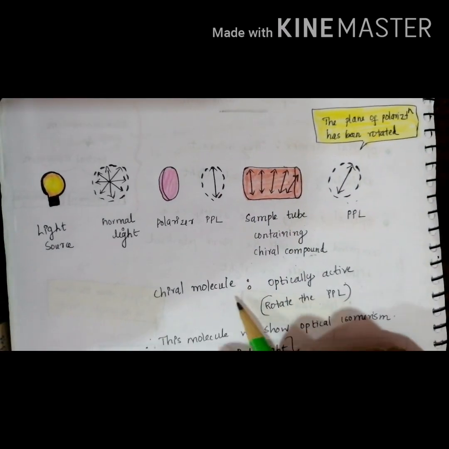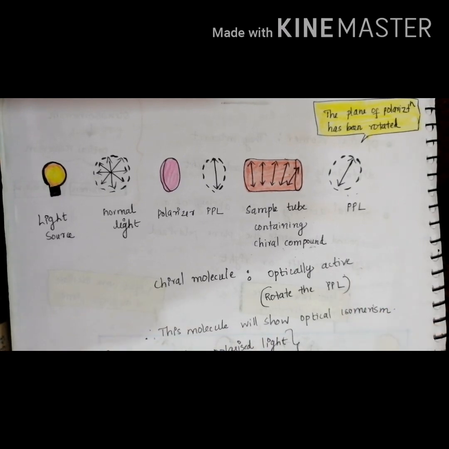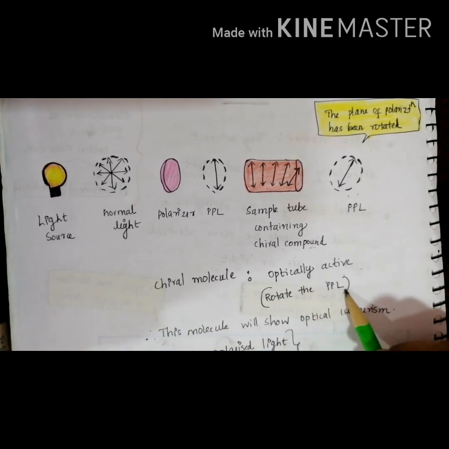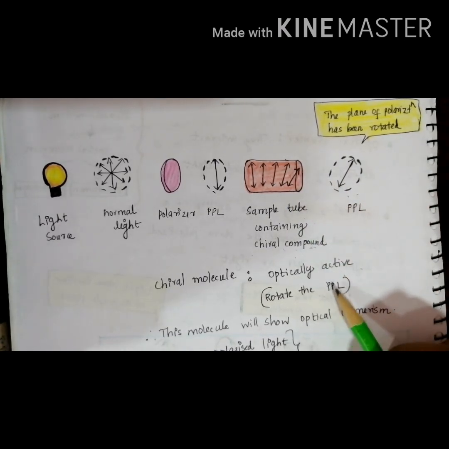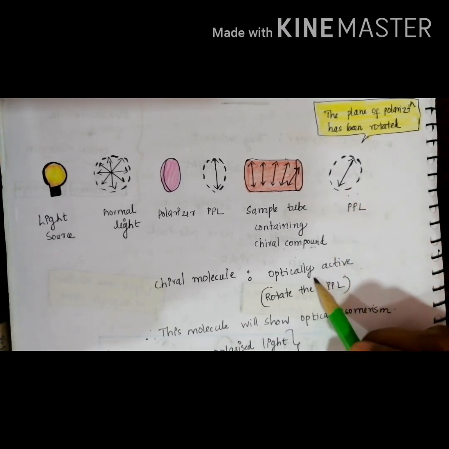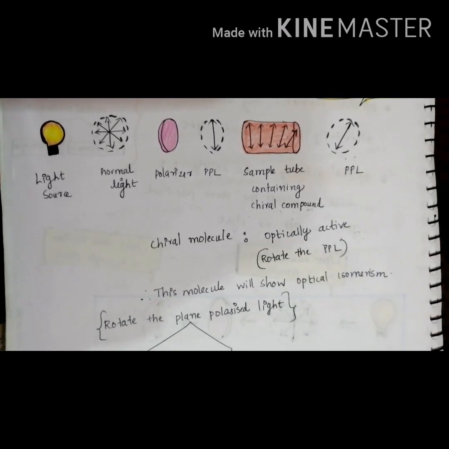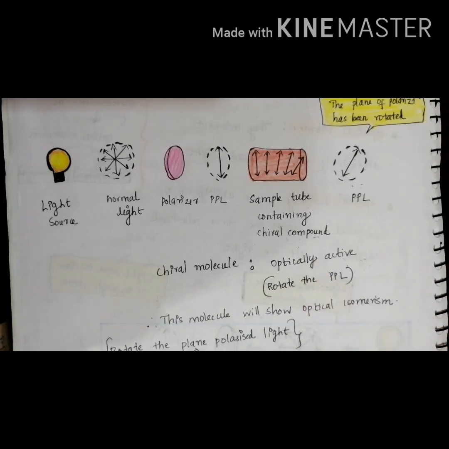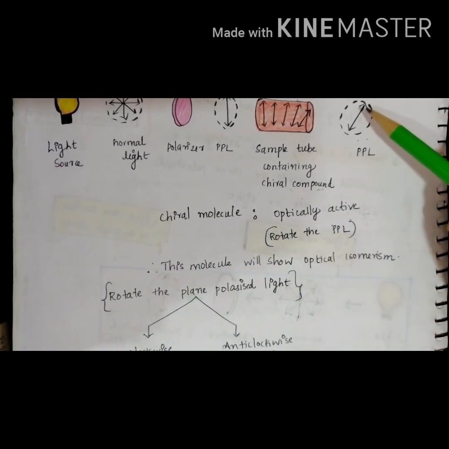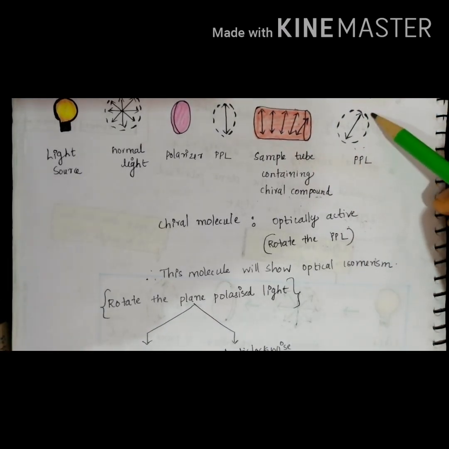Then we get the observation that chiral molecules are optically active. Why are they optically active? Because they rotate the PPL. This is the experimental basis, so we can conclude a theory: it rotates the PPL, and that is why it is optically active. Chiral molecules are optically active, which means these molecules will always show optical isomerism. Here the rotation was found to be towards the right.